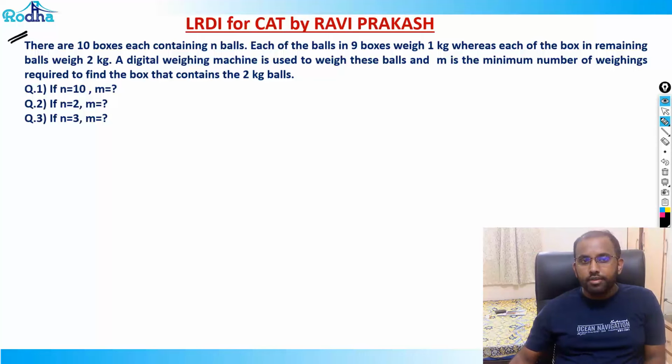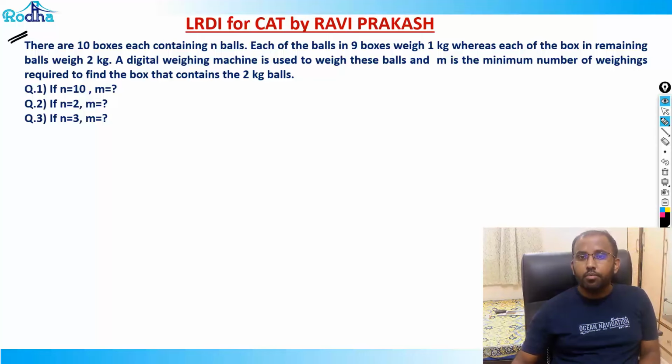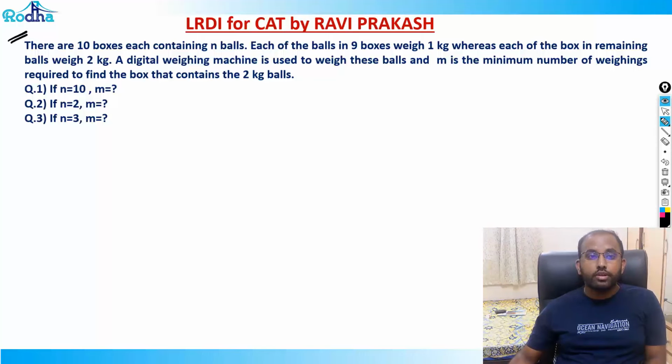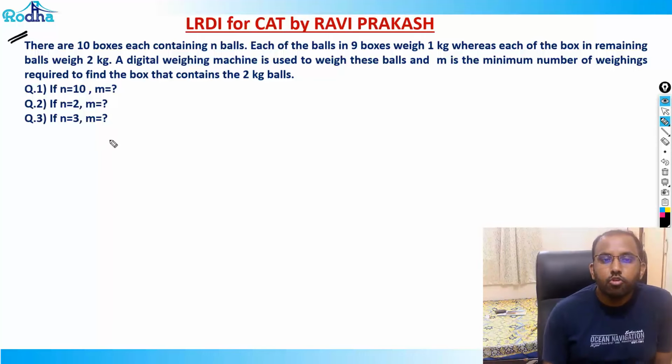There are 10 boxes each containing n balls. Each of the balls in 9 boxes weighs 1 kg, whereas each of the balls in the remaining box weighs 2 kg. A digital weighing machine is used to weigh these balls, and m is the minimum number of weighings required to find the box that contains the 2 kg balls. Now the first question is, if n equals 10, what is the value of m?